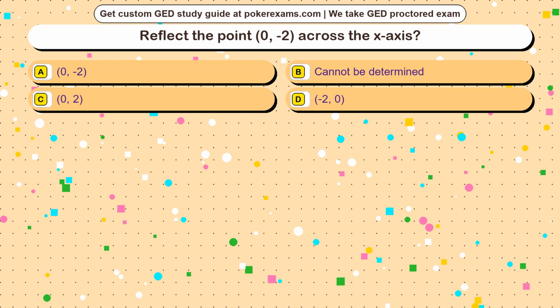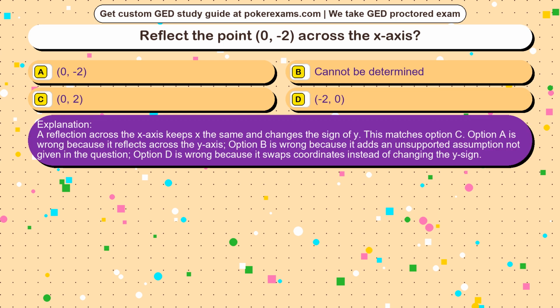The correct answer is option C. A reflection across the x-axis keeps x the same and changes the sign of y. This matches option C. Option A is wrong because it reflects across the y-axis. Option B is wrong because it adds an unsupported assumption not given in the question. Option D is wrong because it swaps coordinates instead of changing the y sign.